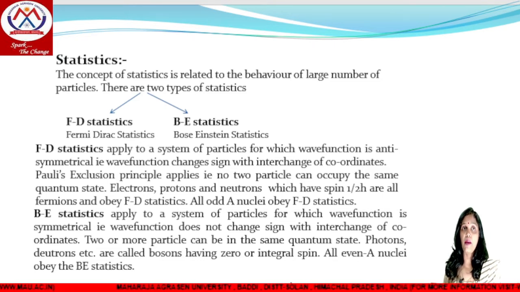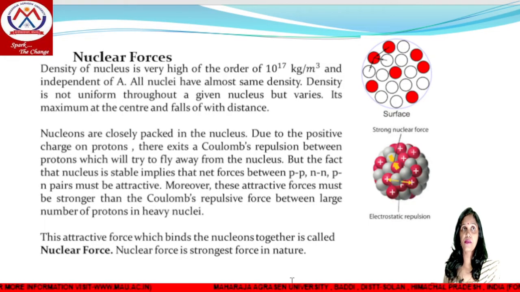Bose-Einstein statistics apply to a system of particles for which wave function is symmetrical, that is, wave function does not change sign with interchange of coordinates. Two or more particles can be in the same quantum state. Photons, deuterons, etc. are called bosons having zero or integral spin. All even A nuclei obey the Bose-Einstein statistics.